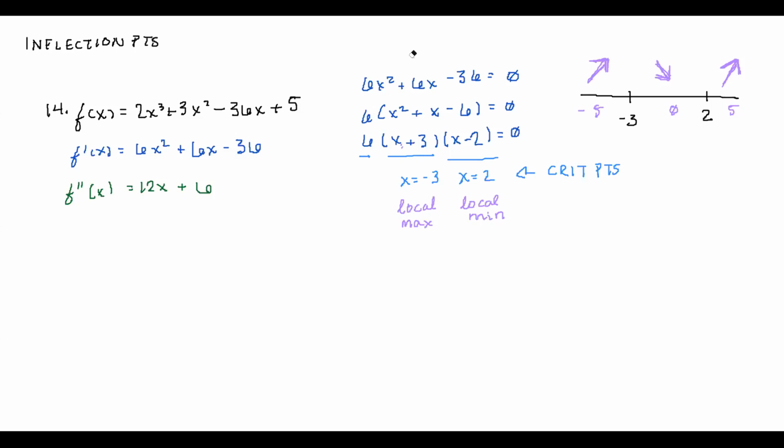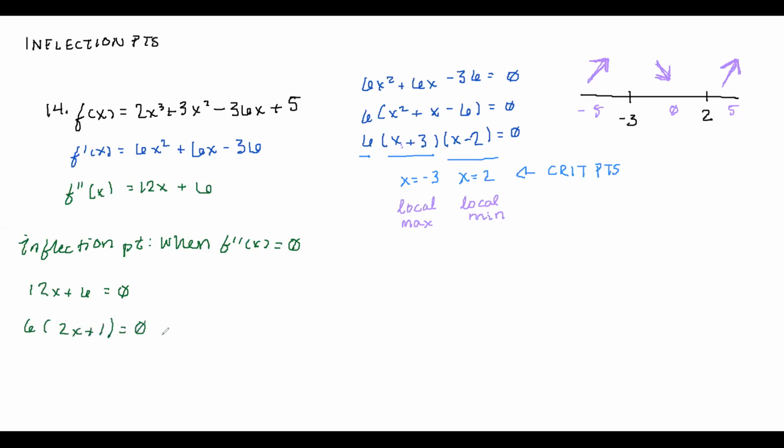For the second derivative, what does it mean to be an inflection point? Yep, we're checking concavity. We can find the inflection point by finding when the second derivative is equal to 0, exactly. So I'm going to set this equal to 0. And I can go ahead and factor out a 6 again, and I'll end up with 2x plus 1 is equal to 0.